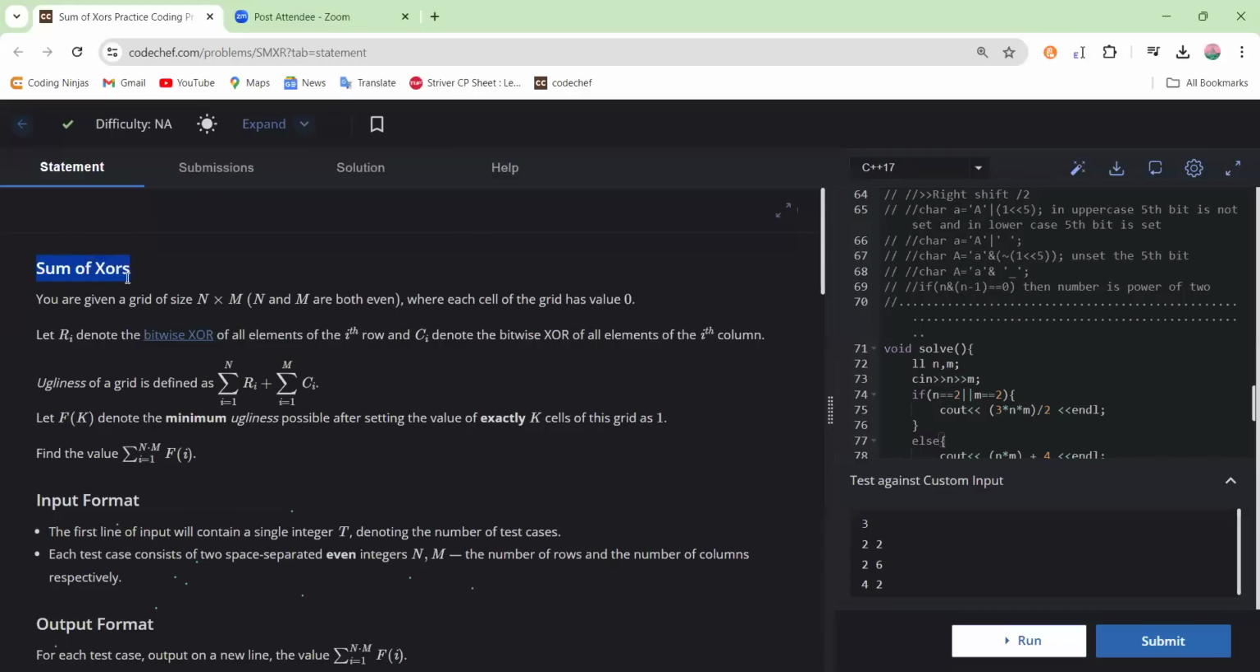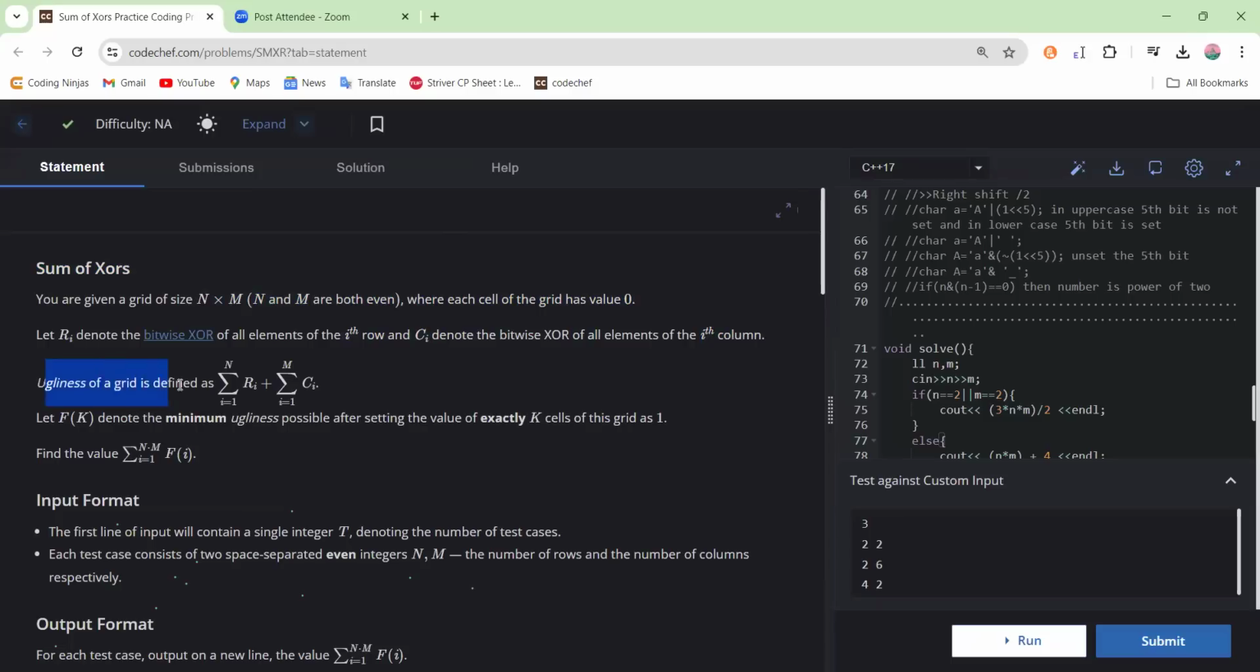The question name is sum of XORs. You are given a grid of size n cross m where n and m are both even. An important thing to notice is that n and m are both even, where each cell of the grid has value 0. Now let Ri denote the bitwise XOR of all the elements of the ith row, and Ci denote the bitwise XOR of all the elements of the ith column.